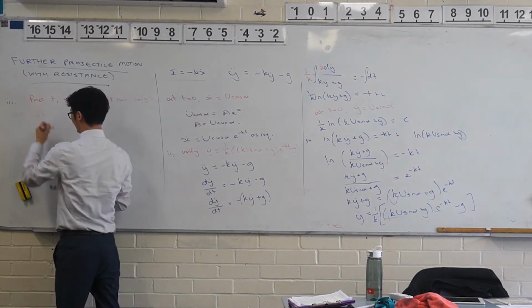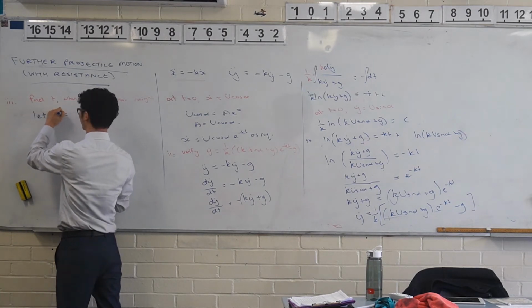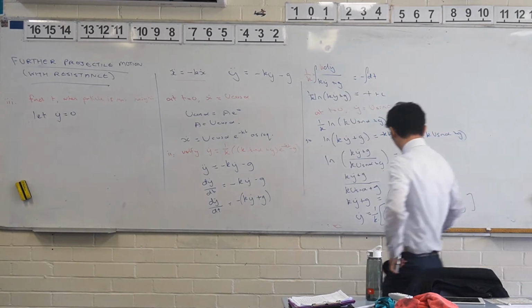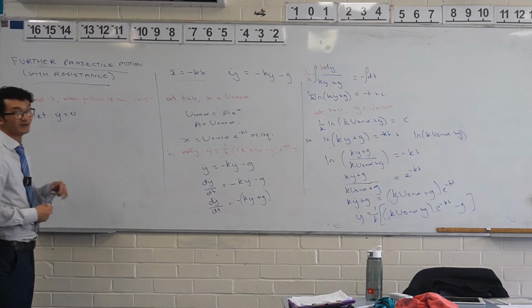So let y dot equal 0. What's that? Angus, let y dot equal 0 for me. How are we going to solve? y dot equals 0 for max height, yeah?